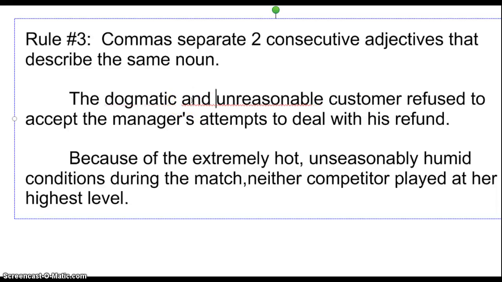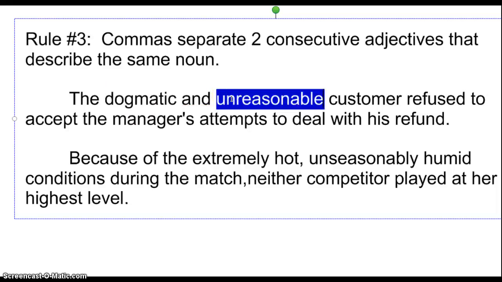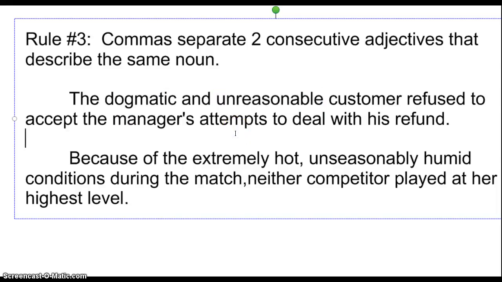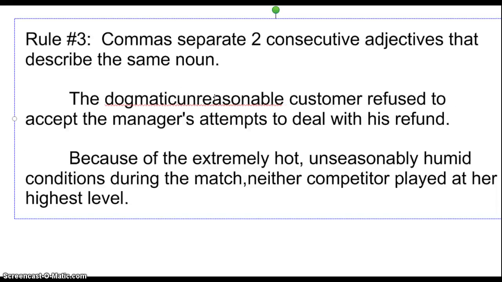Now I really just have two items in a list. No comma, I just have two adjectives. Dogmatic is one thing in the list, unreasonable is my other thing. And then I don't need a comma. The dogmatic and unreasonable customer refused to accept the manager's attempts to deal with his refund. If I don't want that and in there, I can take it out. Two consecutive adjectives modifying the same noun have to be separated by a comma.